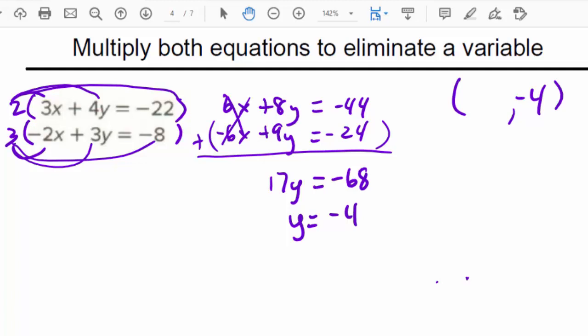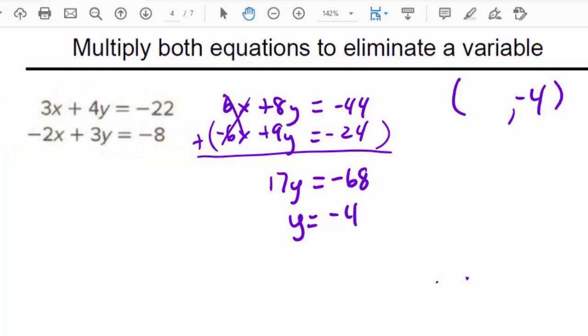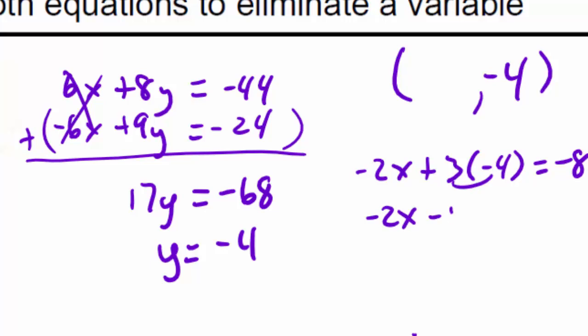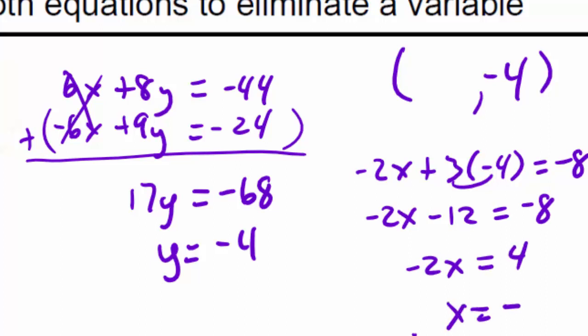To figure out the x value, we're going to go back to the original problem. I'm going to choose the one that has the smaller numbers in it to work with, which is the second equation. So I'm going to substitute this y with negative 4. So negative 2x plus 3 times negative 4 equals negative 8. Simplify, so negative 2x, this is going to give me a negative 12 equals negative 8. Add 12 to both sides, so negative 2x is equal to positive 4. Divide both sides by negative 2, and x equals negative 2. So the final solution is negative 2 and negative 4.